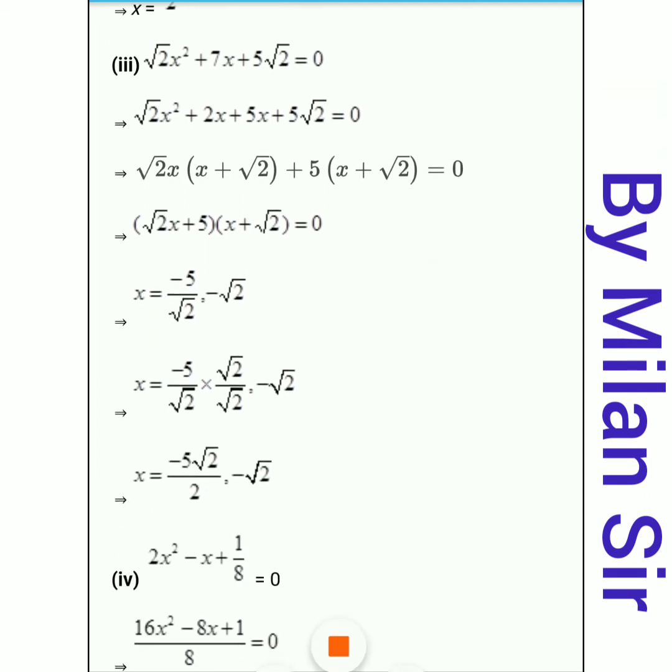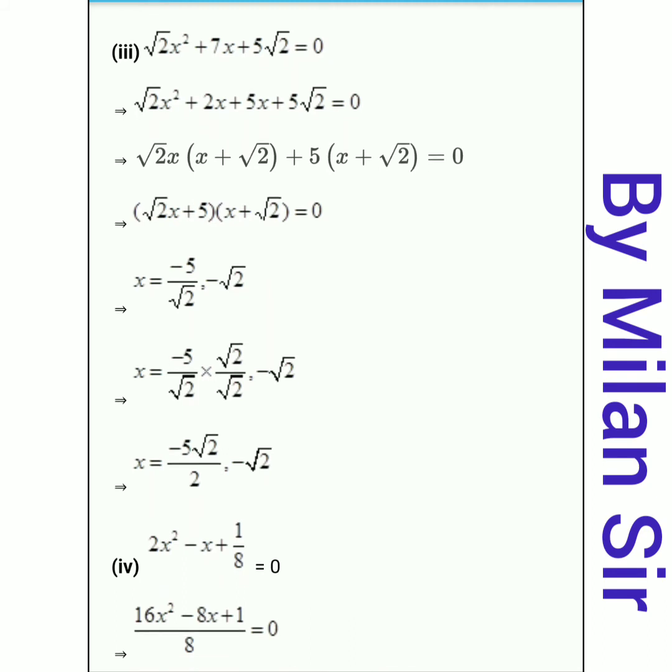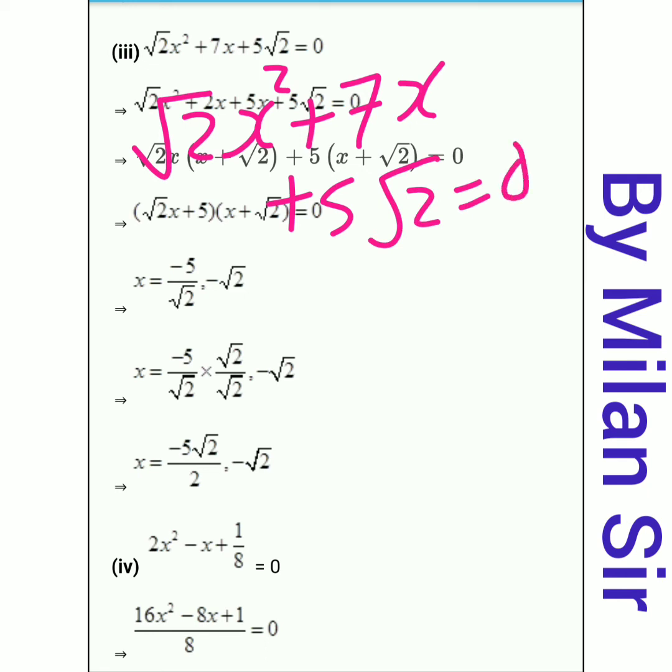Then question number 3. Under root 2x square plus 7x plus 5 under root 2 is equal to 0. Now first of all we need to multiply this constant term with the coefficient of x square.